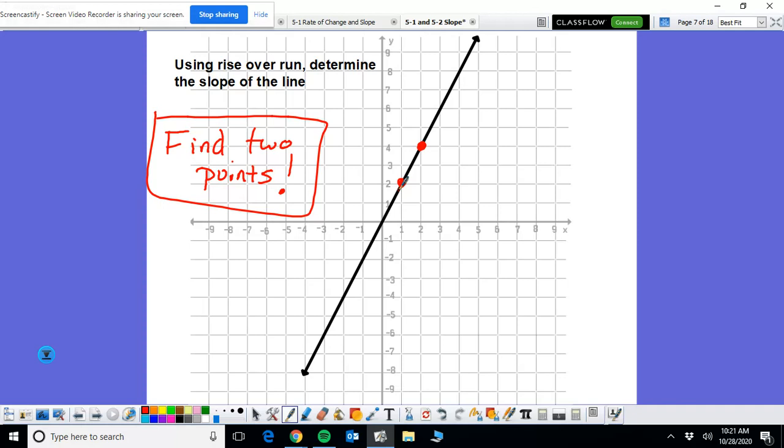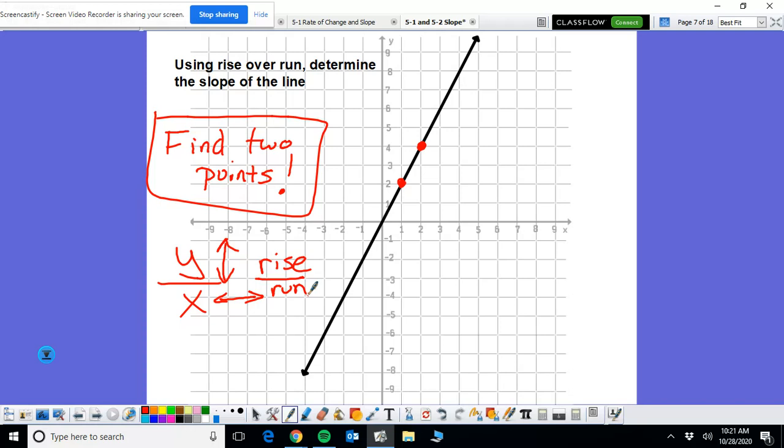Now, how do I do rise over run? It's very simple. It's the change in y over the change in x, right? So what we do is y is your up and down. X is your left and right. So we say rise and then run. All right, so now let's take a look here.